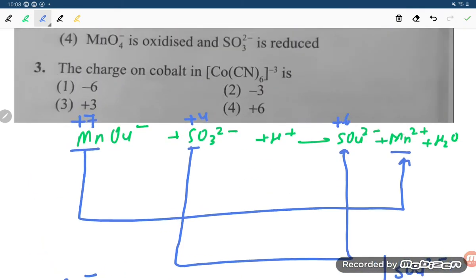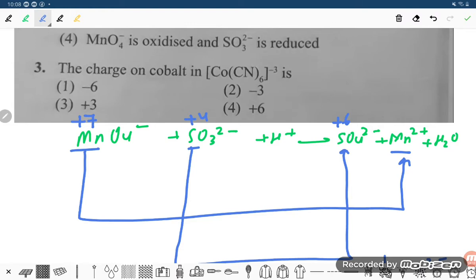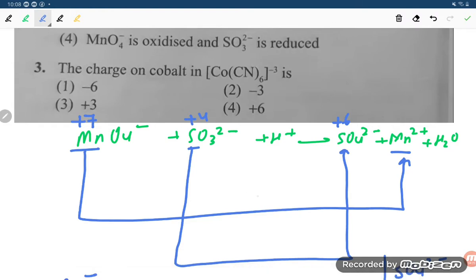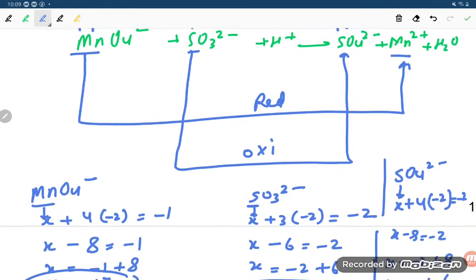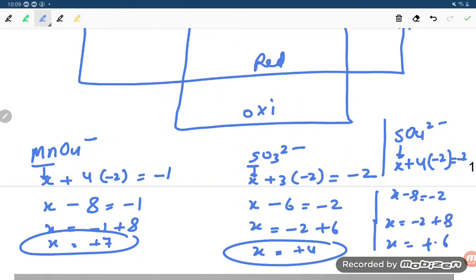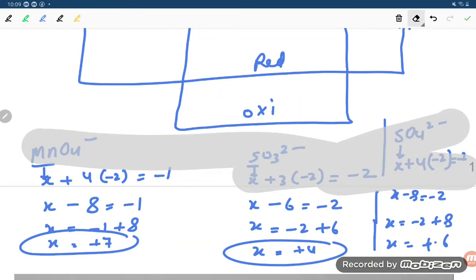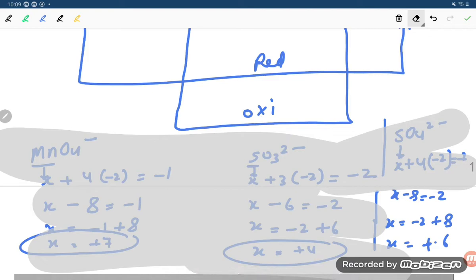Here Mn is plus 2 already. So what is happening, student? Plus 7 to plus 2, this is reduction. Plus 4 to plus 6, this is oxidation. So if we summarize this, we can write which one is oxidizing and which one is getting reduced.